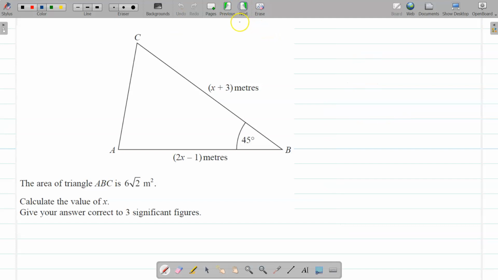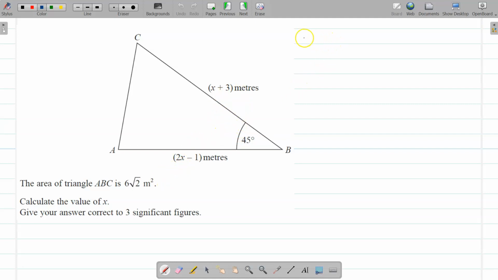Second question. This is a question about using the area rule for a triangle, a half AB sine C. In this case, we've got the area given to us, and we've got to find what x is.